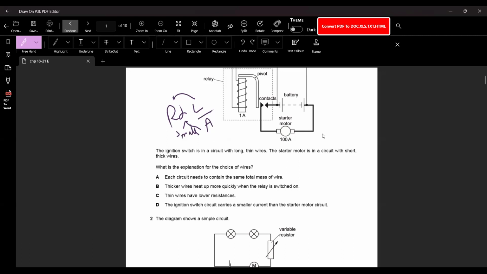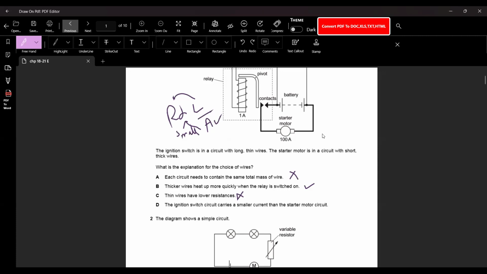Each circuit needs to contain the same total mass of wire. What is the explanation of the choice of wire? If that were the case, we would not have chosen this type of wires. Thick wire heats up more quickly. Thicker wires heat up more quickly when the relay switch is on. Okay, yes, it will heat up. Thin wires have lower resistance. No, they have bigger resistance because area has an inverse relationship with the resistance.